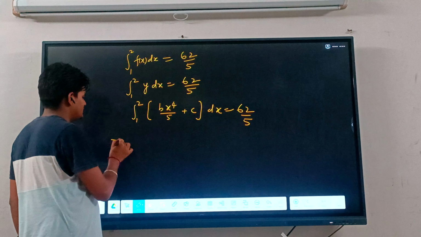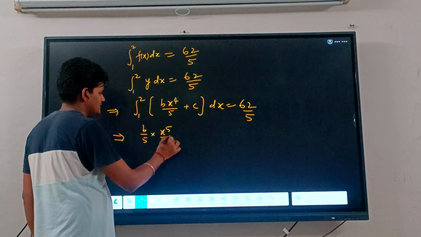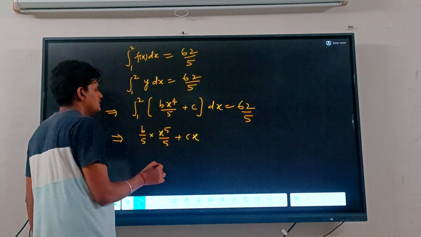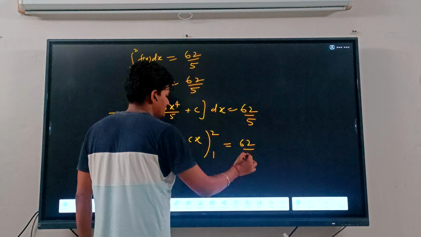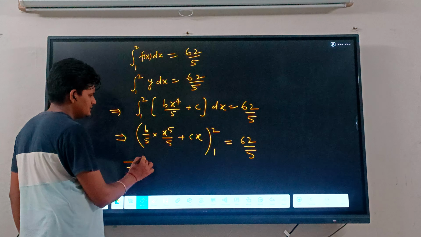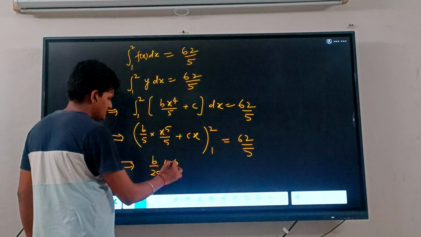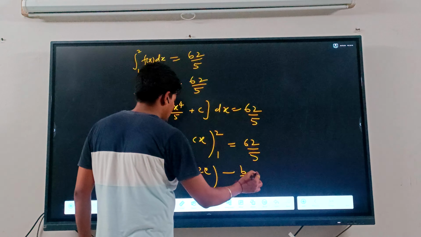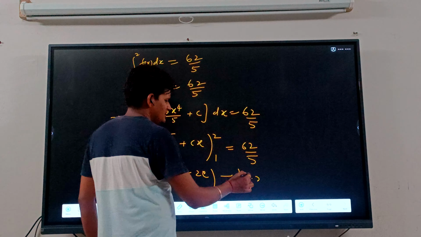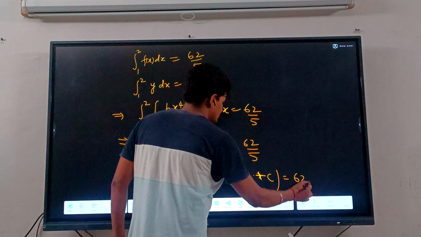Now integrating the function, this is b/5 into x^5/5 + cx with the limits 1 to 2 equal to 62/5. So this is equal to b/25 into 2^5 plus 2c, minus b/25 into 1 (for the lower limit x = 1) plus c, which is equal to 62/5.